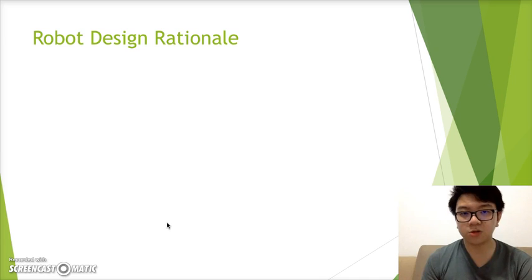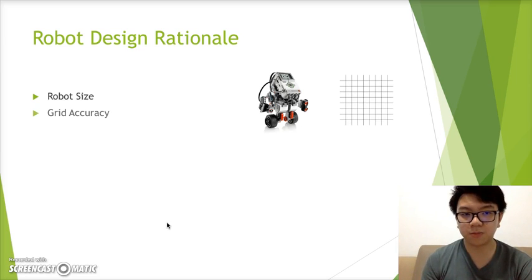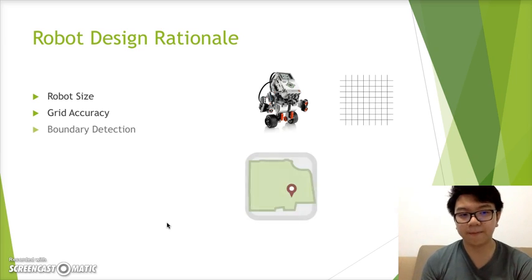Next, we talk about a robot design rationale. We need to think about the robot size. We need to be able to create the robot such that it is not too big and compact enough to perform all the mapping process. Next, we talk about the grid accuracy. We need to ensure that our robot is able to map and process the map efficiently. So we need to ensure that the sensor itself is actually directly below the robot, such that during the rotation, it is not moving out of place.